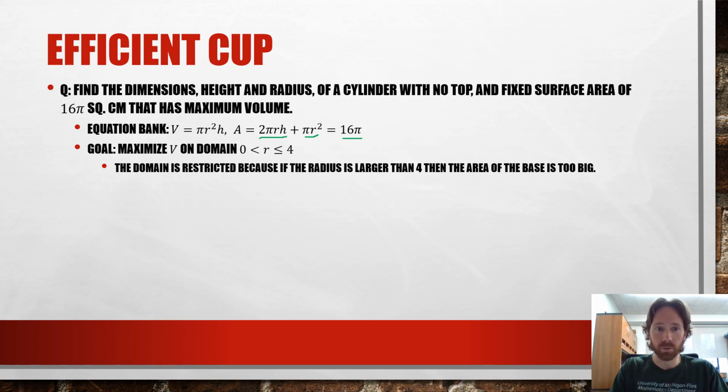Okay, restate the goal. We want to maximize V, and we'll state the domain. R, the radius, should be between 0 and 4. And we know that the radius can't be larger than 4 because if it is, pi r squared is bigger than 16 pi. That's the total surface area we're allowed. And of course, the radius has to be positive. Doesn't make sense to have a negative radius. As a subtle point, I don't have equality: the radius cannot be equal to 0 because then we don't really have a cup at all.